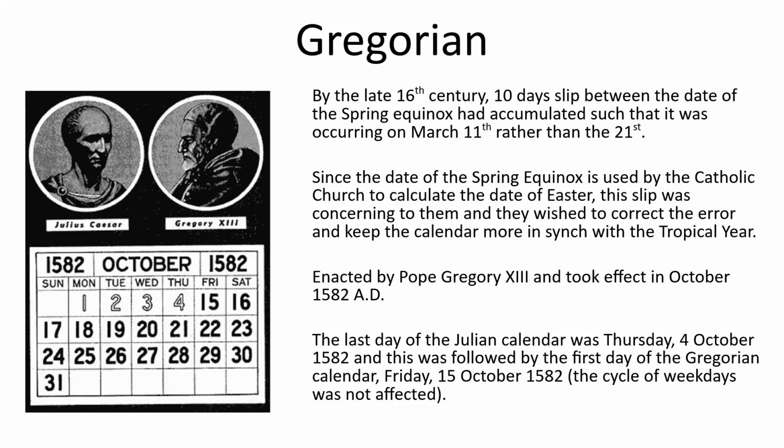And when it was enacted in 1582, it occurred in October in such a way that the last day of the Julian calendar was Thursday, the 4th of October, and the next day was Friday, the 15th of October. So you lost those days in order to catch back up to the sun and reset the calendar. So the first day of the Gregorian calendar was Friday, October 15th, 1582.